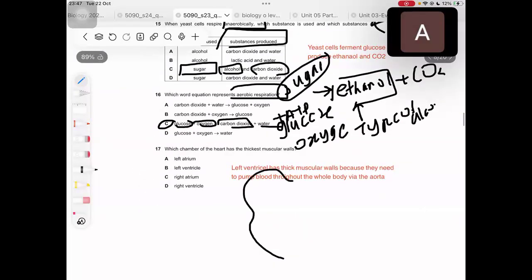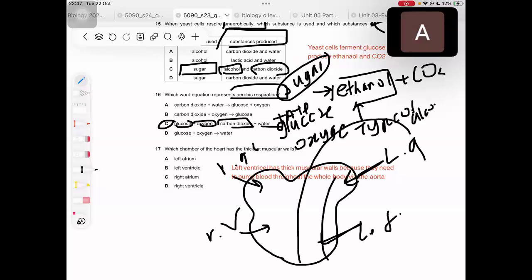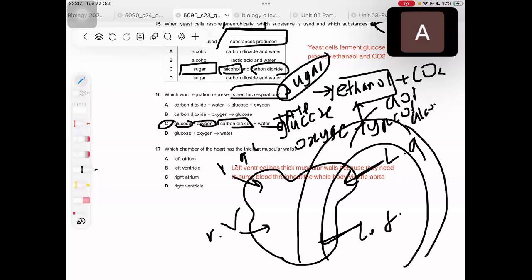Which chamber of the heart has the thickest muscular walls? If you take the heart like this, this is the right atrium, this is the right ventricle, this is the left atrium, and this is the left ventricle, right? This left ventricle has to pump blood throughout the body, and this vessel is called the aorta. But the right ventricle just needs to pump blood out into the lungs.